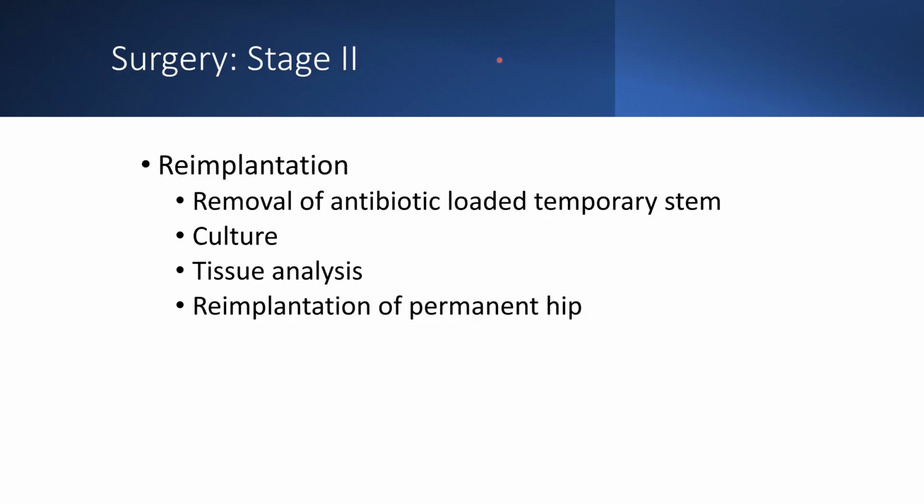Once we have completed a course of antibiotics and determined that the labs have returned to normal, and can believe with a high degree of probability that the infection is treated, we then proceed with stage 2 reimplantation. So we open up the hip again, we remove the antibiotic-loaded spacer, and this can typically be done far more easily than removing the permanent implant. We obtain tissue cultures, and then we also proceed with tissue analysis, and I'll tell you what that means shortly. And then we reimplant the permanent hip based on the amount of bone that's available.